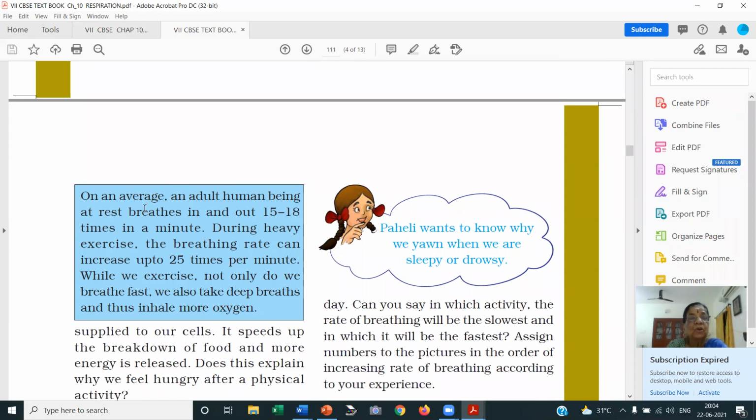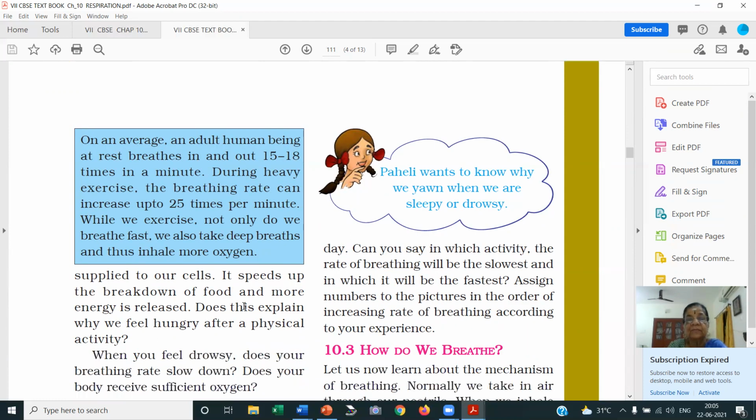So on an average, an adult human being at rest breathes in and breathes out 15 to 18 times in a minute. During heavy exercise, the breathing rate can increase up to 25 times per minute. While we exercise, not only do we breathe fast, we also take deep breaths and thus inhale more oxygen. I hope you understand.